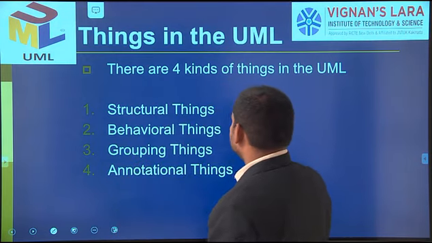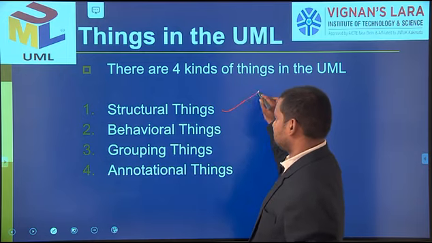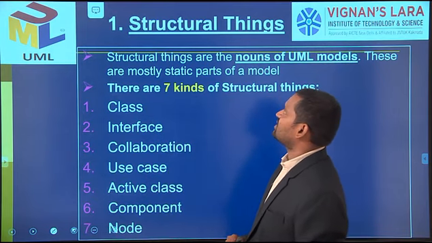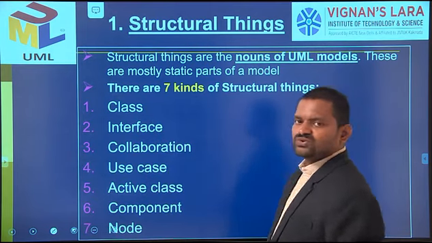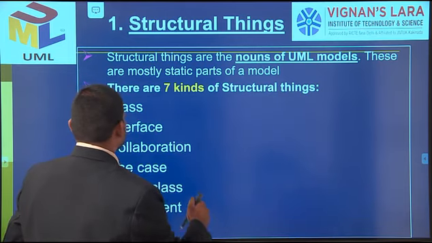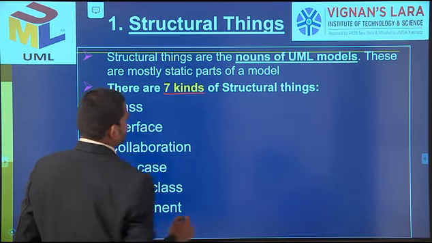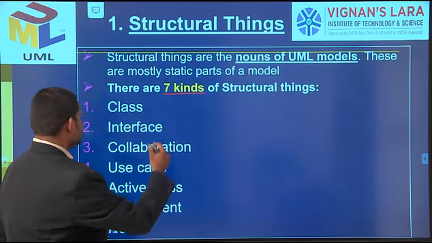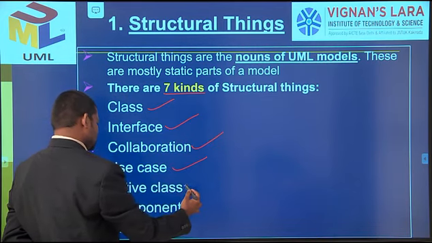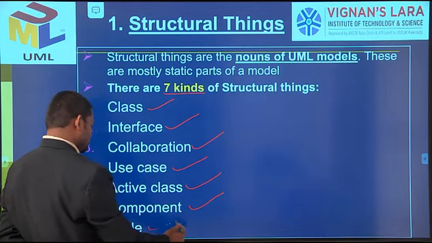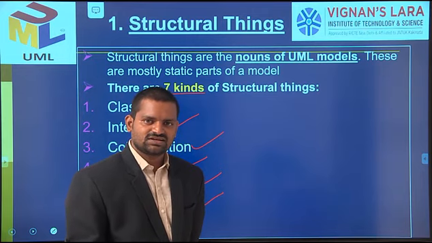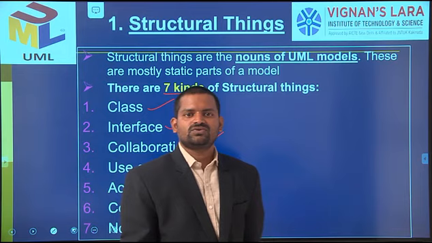Things in the UML come in four kinds. First, structural things. What are the structural things available? Structural things are the nouns of the UML model. There are seven kinds of structural things in UML: class, interface, collaboration, use case, active class, component and node. We have to know the symbols of these structural things.